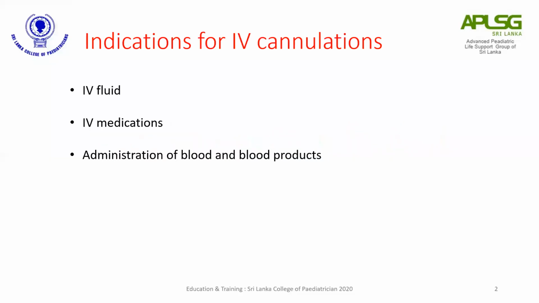So there are three ways of getting vascular access. One is intravenous, which can be peripheral or central, or it can be intra-arterial or intraosseous. First, we'll discuss the intravenous access. So what are the indications for intravenous cannulation?